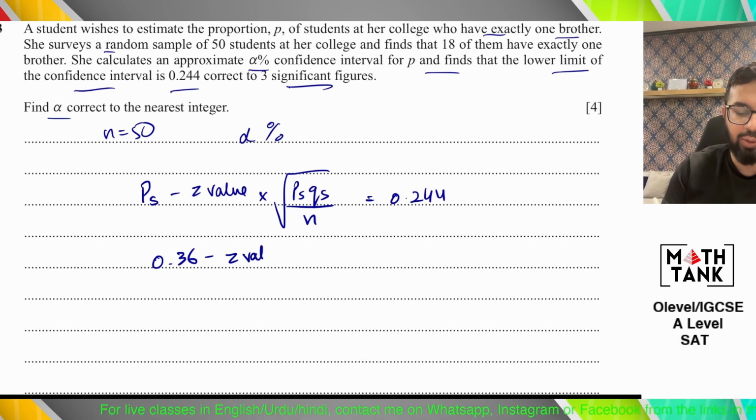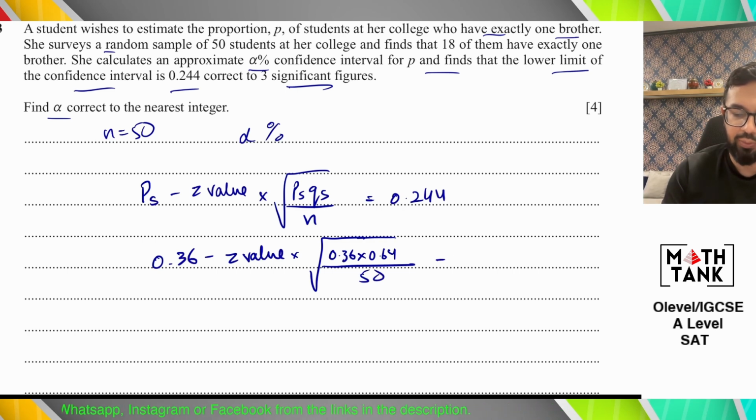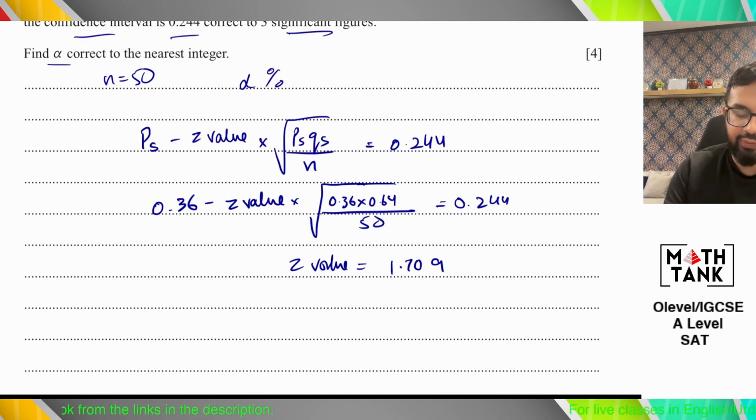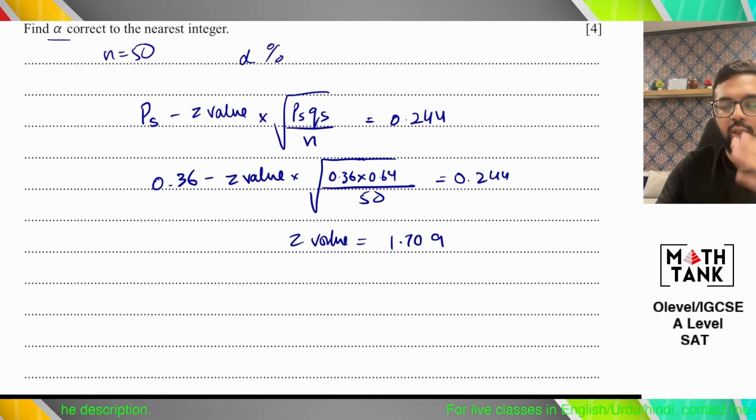I don't know the Z value because I don't know the confidence interval, but this comes out to be 0.36, 0.64, and divided by 50 goes to 0.244. Okay, so 0.36 minus 0.244 divided by 0.36 into 0.64. So the Z value is coming out to be 1.709.